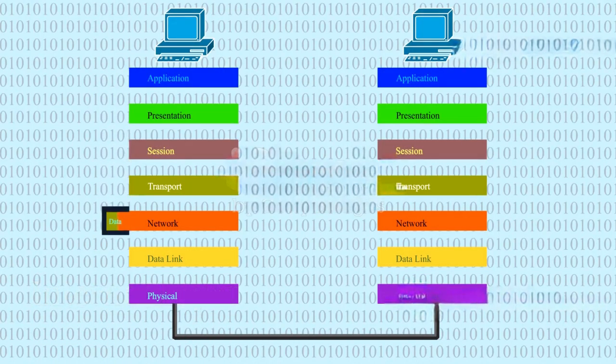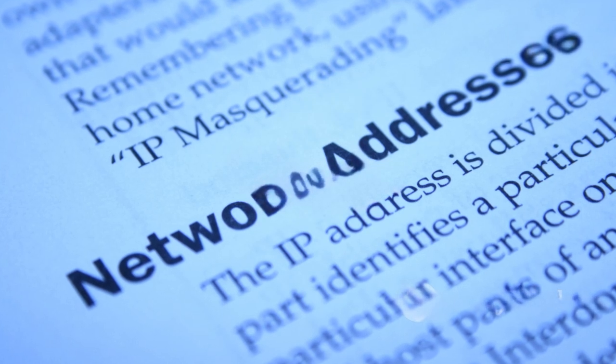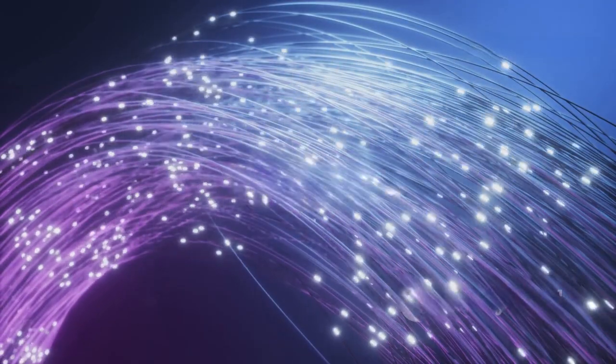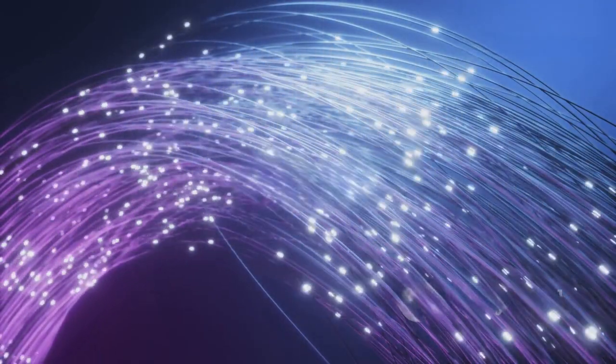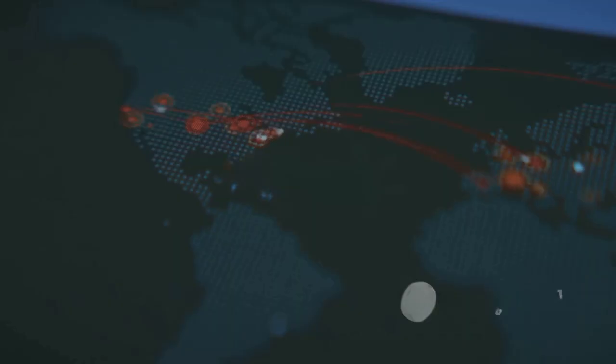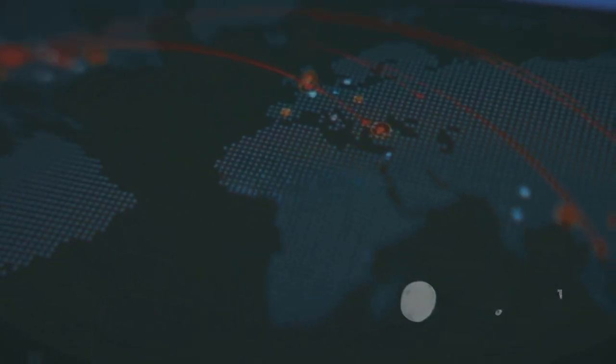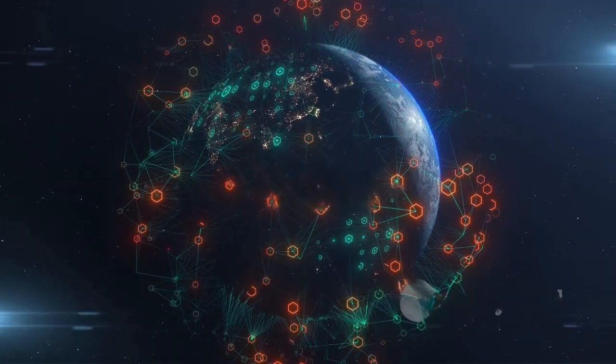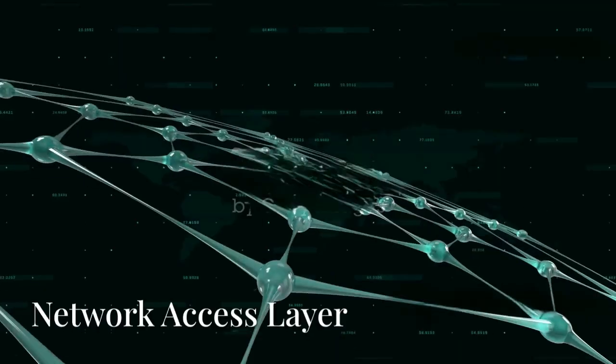Moving down to the internet layer, this is where IP addresses live. The IP protocol is responsible for addressing and routing data packets across networks. This is where your device gets its IP address, and this layer makes sure the data knows where to go, whether it's across a local network or out to the World Wide Web.